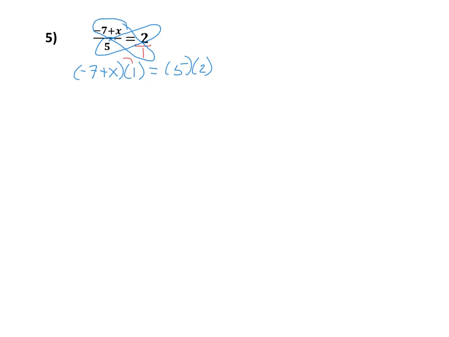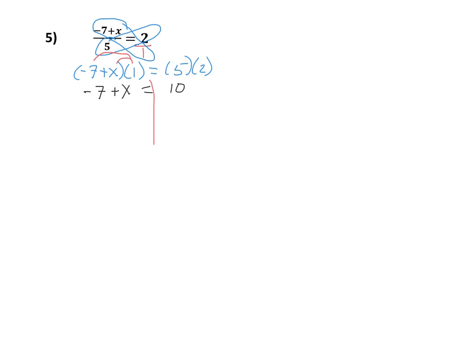So we're going to distribute or multiply this 1 into the parentheses. Negative 7 times 1 is still negative 7, and then 1 times x is still x. So negative 7 plus x times 1 is itself negative 7 plus x. And then let's not forget to draw our line, keep track of the left and right side. And then 5 times 2 is 10 on the right side. And now we have just a simple one-step equation.